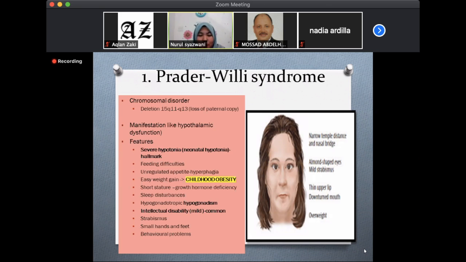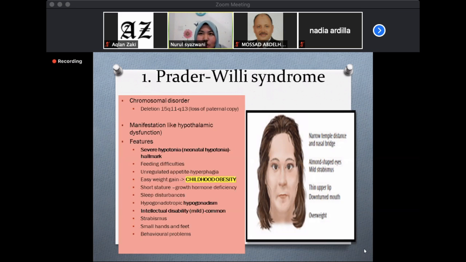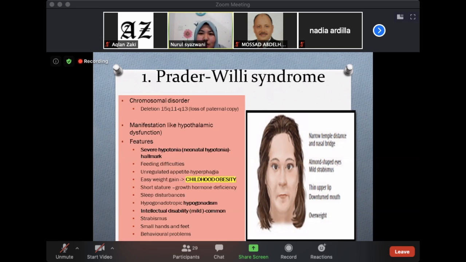Apart from that, there will be short stature due to growth hormone deficiency, and this syndrome may affect the sleep-wake cycle, so they will have sleep disturbance. We can also see hypogonadism, and Prader-Willi syndrome is also associated with mild intellectual disability, which is common to see in any child with Prader-Willi syndrome. The patient may also have behavioral problems: they will be very stubborn and go into tantrums, which will affect their education in school.